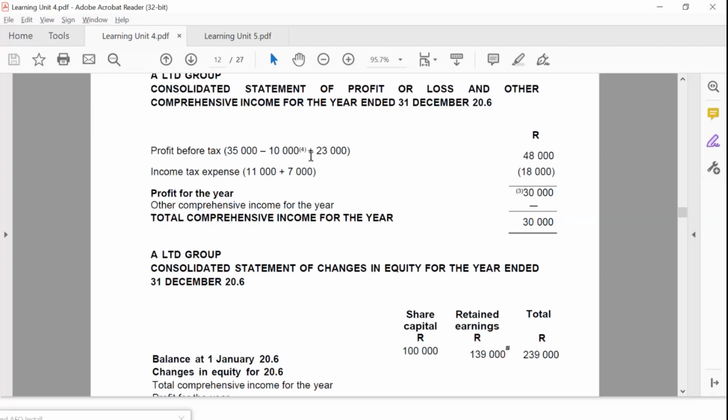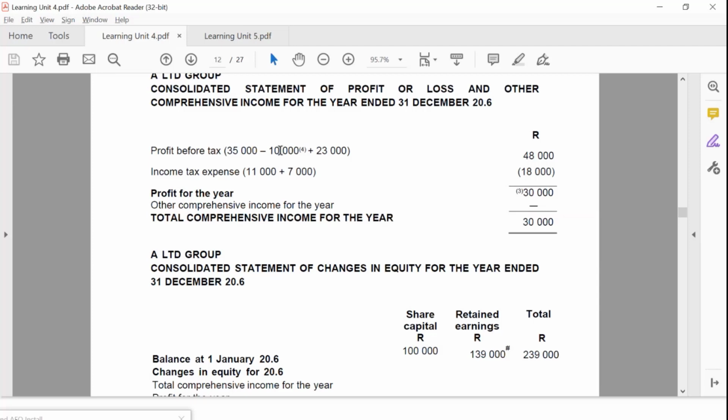Where is this 10,000 coming from? Profit before tax, you add the profit before tax of A, 35,000. You add the profit before tax of B, 23,000. Where is this minus 10,000 coming from? Who can tell me? It's the dividend. It's the dividend. Good.